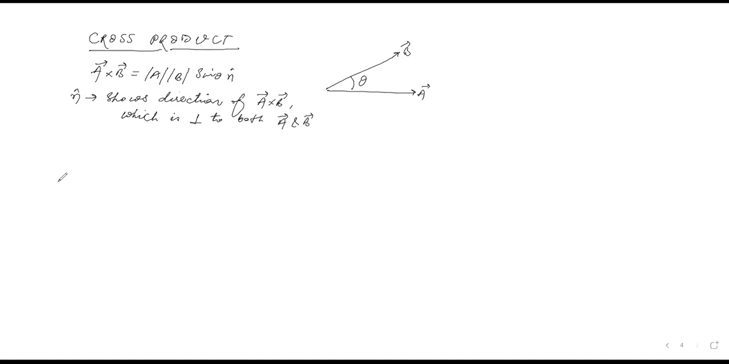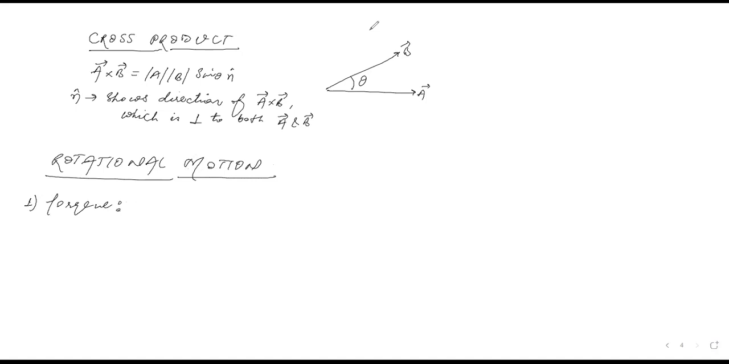And what is rotational motion? Like the chapter of 11th. In rotational motion, there are some other quantities which are also important to remember here. The first one is the torque. What is the torque? Torque is the rotational analog of force. So what is the meaning of analog?